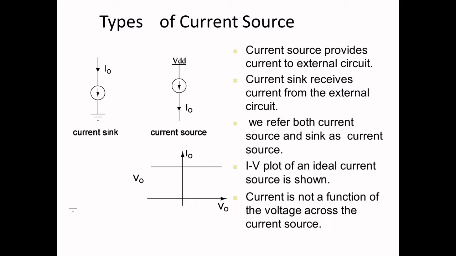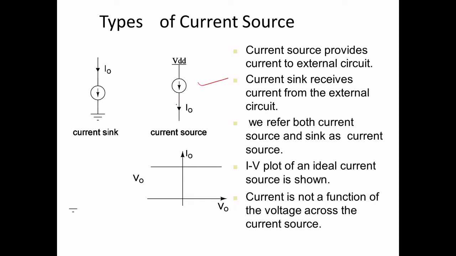When you go for the normal current source, there are two types of current source we used to represent. One is your current source, another is a current sink. The current source will provide the current to the external circuit. This is a way of representing it. The current sink receives the current from the external circuit. For both cases, I am going to consider the current source for our entire discussion.